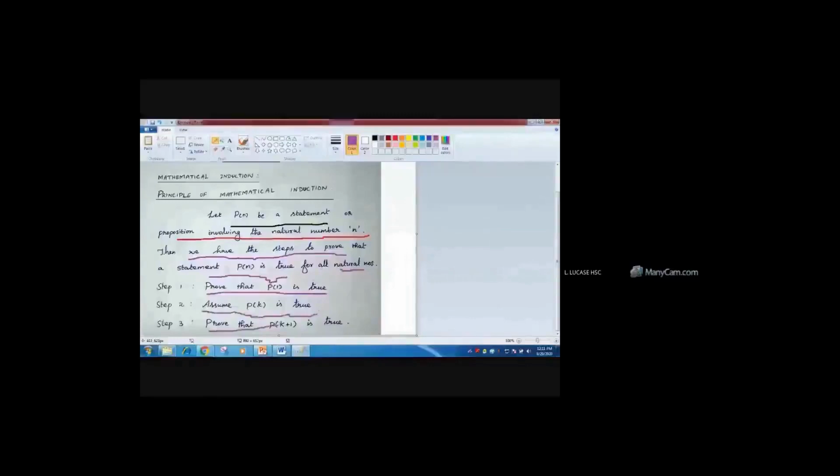So what is the first step, my dear students? The first step is P of 1 is true. We have to prove that for n equal to 1, the given statement or formula is true. And we have to assume the formula is true for n equal to k. And last step is we have to prove that P of k plus 1 is true. Okay, this is the principle of mathematical induction.